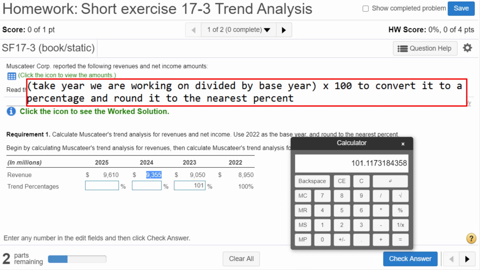Next, we're going to take 2024, which is 9355, divided by our base year, 8950, times 100 to convert it to a percent. We get 104.5, and it says round to the nearest percent, so that's 105%. Then for the last year, we take 9610 divided by the base year, 8950, multiply by 100 to convert it to a percent, and that gives us 107.3, which rounds to 107.